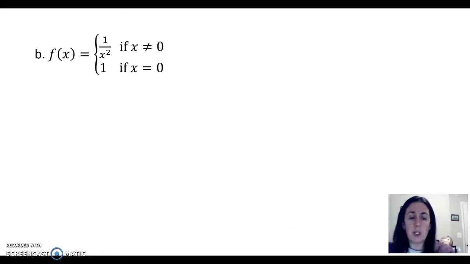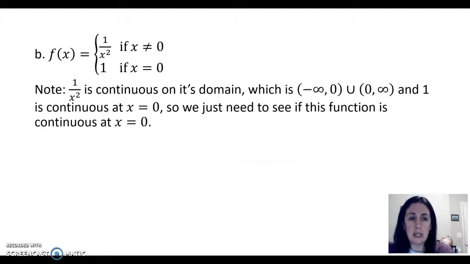Let's take a look at this function: 1 over x squared if x is not equal to 0, and it's 1 if x equals 0. Well, this rational function is continuous on its domain, which is all values except for x equals 0, and then 1 is continuous everywhere. So now what we need to know is, is this function actually continuous at 0? Is the function defined? Does the limit exist? Do they give you the same value? So let's check those three conditions.